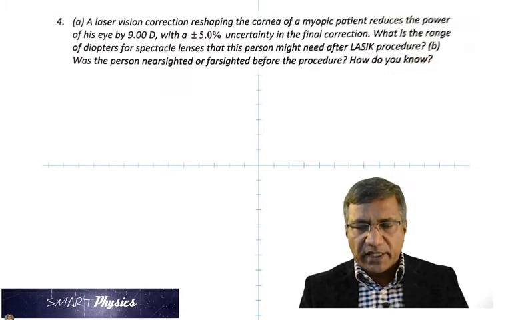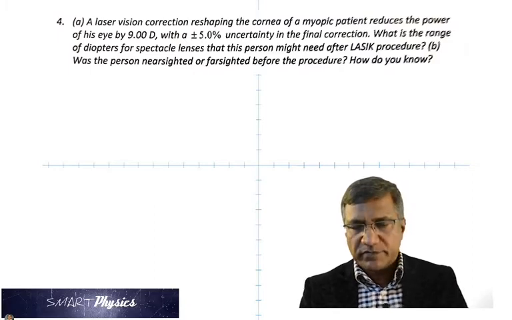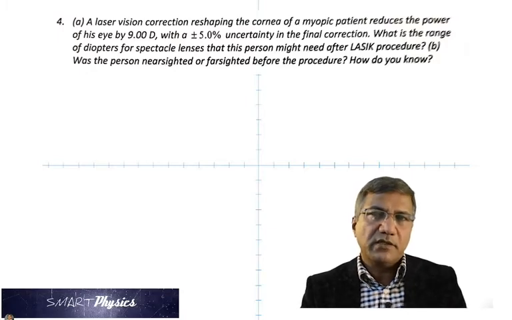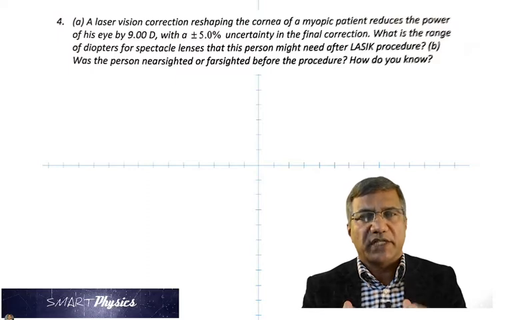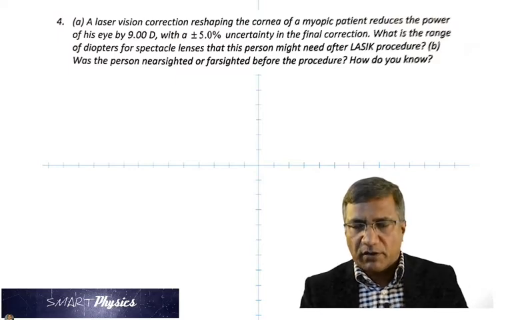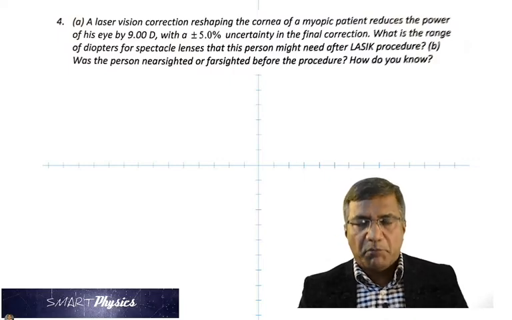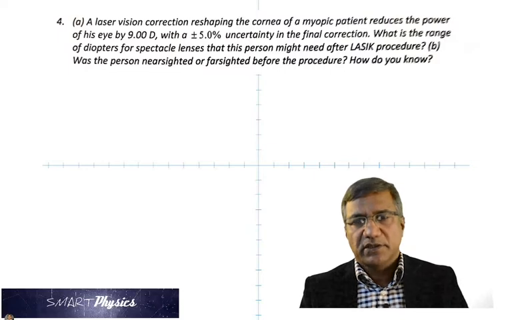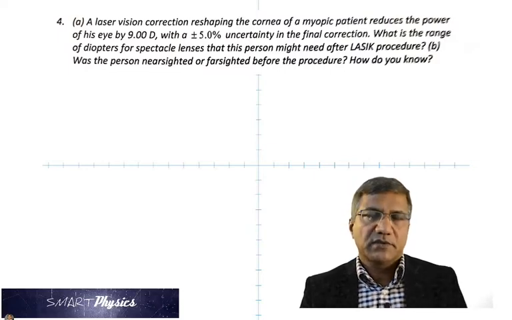In this question, a laser vision correction reshaping the cornea of a myopic patient reduces the power of his eye. So myopia, one of the reasons for myopia is the increased power of the lens. That's why the cornea is reshaped to reduce the power of his eye by 9 diopter with a plus or minus 5% uncertainty. What is the range of diopters?